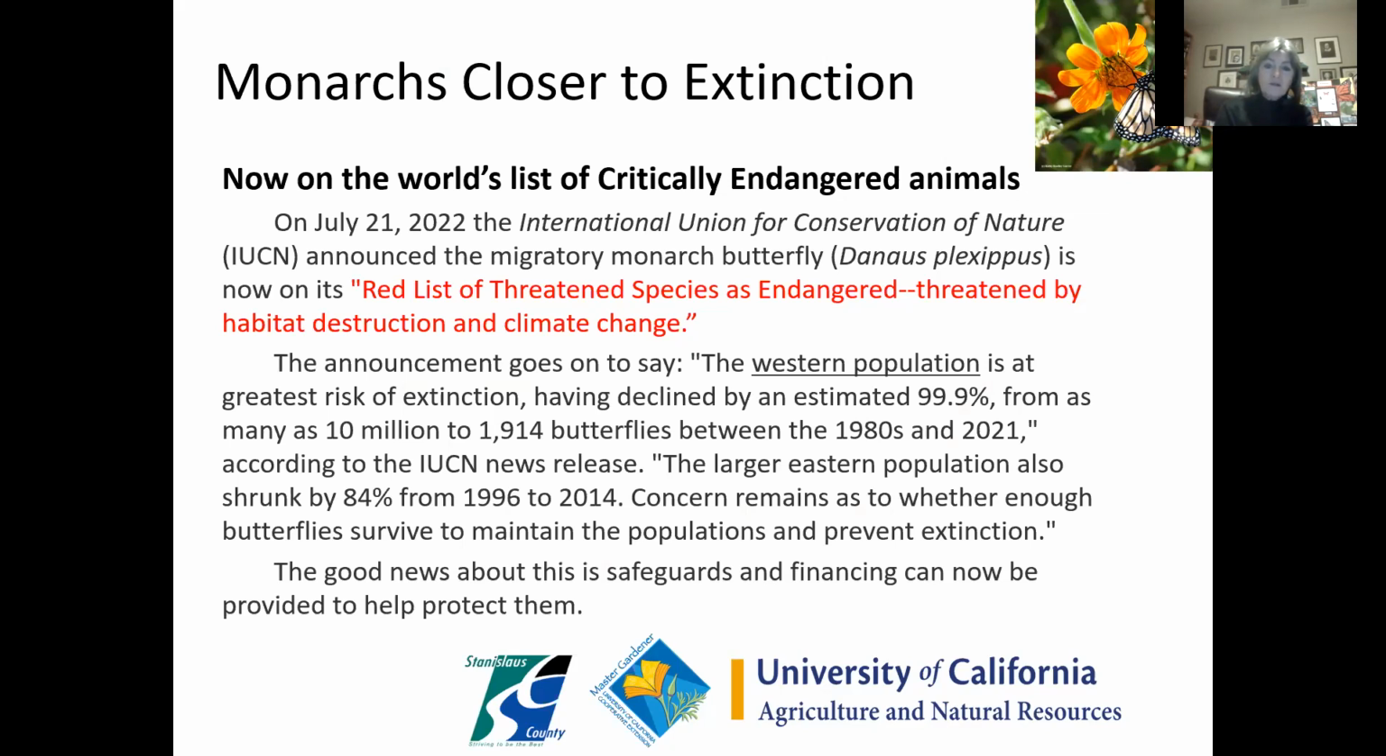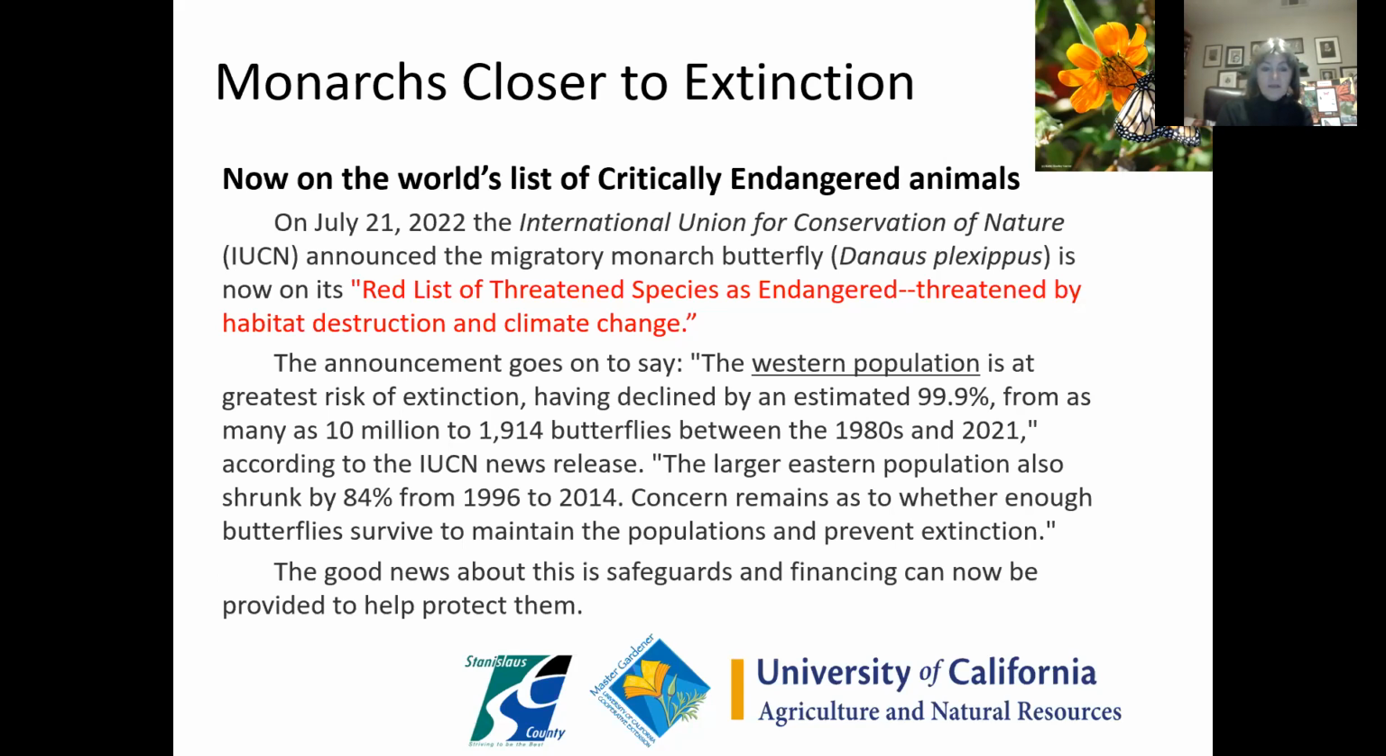When you look at the numbers, our Western population has the greatest risk because the numbers were already smaller. They've lost 99% of their original population. So that's pretty scary. And in the Eastern population, they shrunk by 84%, which is huge too. So knowing that they could someday become extinct is kind of an eye-opener for us. A lot of people are getting involved now and showing concern. They want to do things in their own home landscapes to help them.